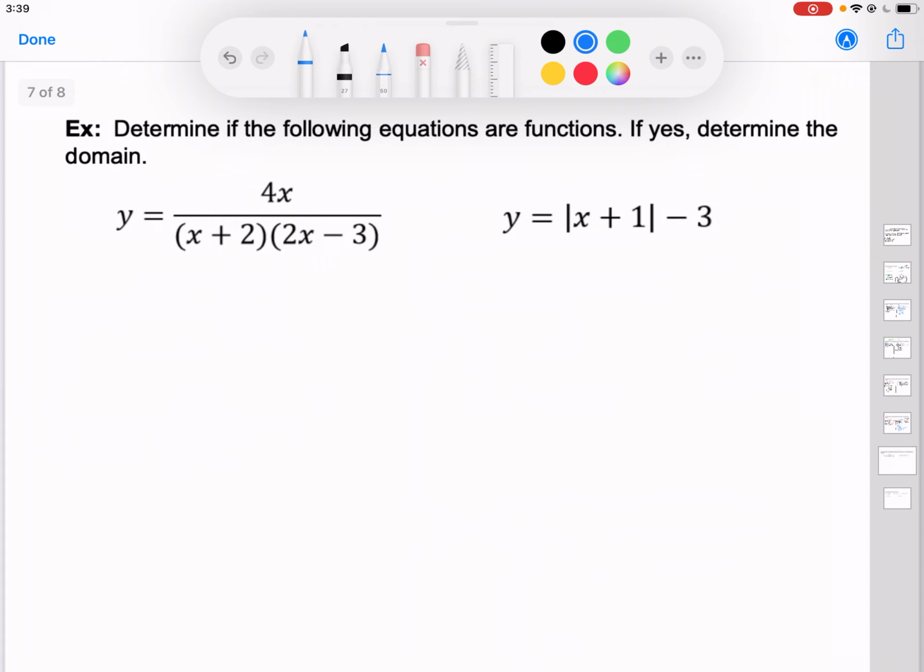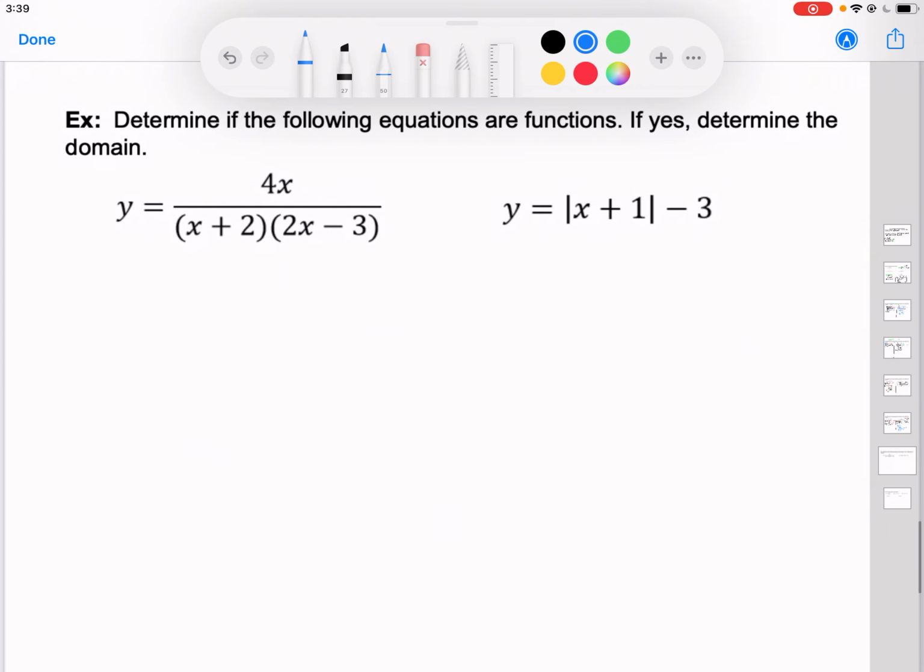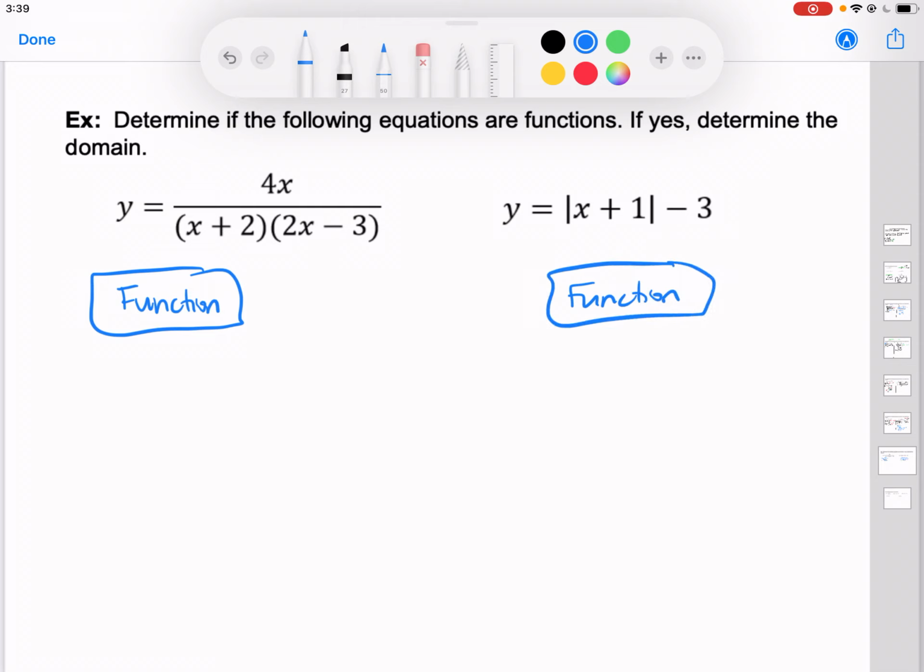Like I said, I lied to you, so let's do a few more. All right, so these last two are both functions. There's no plus or minus symbol. There is no y squared, so both of them are functions. So that just leaves us to our last part. Remember, for domain, you're always looking for square root or division. And this last one has neither, so it's all real numbers.